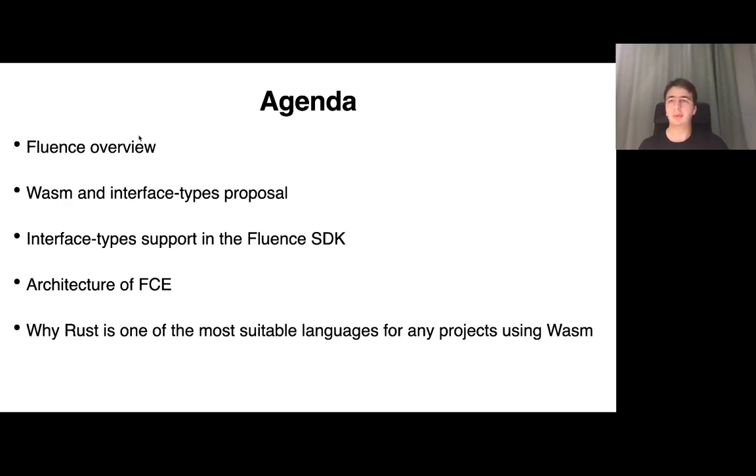First of all, I will talk a little bit about the Fluence architecture, what we are doing and how. Then I will also talk a little bit about WebAssembly and especially about the interface types proposal. I believe that many of you know a lot about WebAssembly, but I will just highlight several important points that are needed for other parts of this talk. And then we will talk a lot about the Fluence SDK and the architecture of FCE.